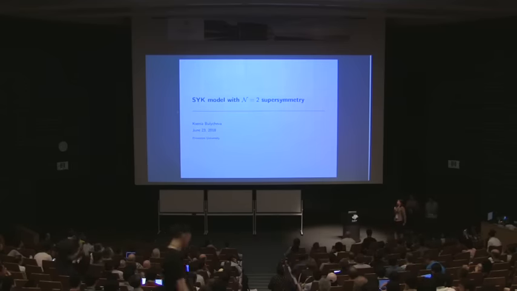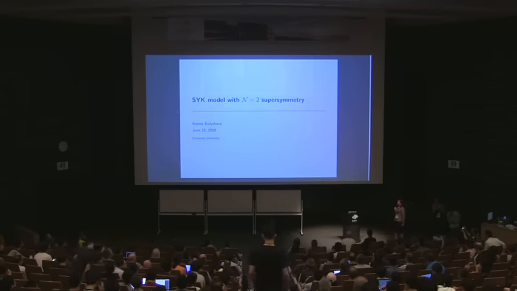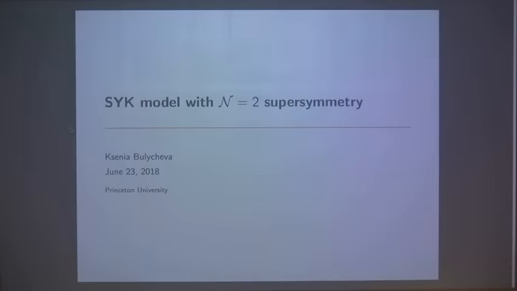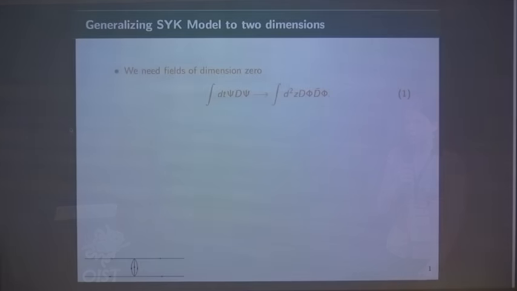First of all, I'd like to thank the organizers for having me. Today, I want to talk about the SYK model with N=2 supersymmetry. First of all, why add supersymmetry to a perfectly sensible model? Well, it makes generalizations to higher dimensions much easier. So suppose we want to generalize to 2 dimensions. Then you'll need fields of conformal dimension 0 so that the random potential would be a relevant operator.